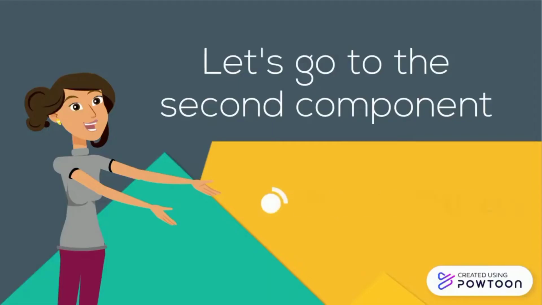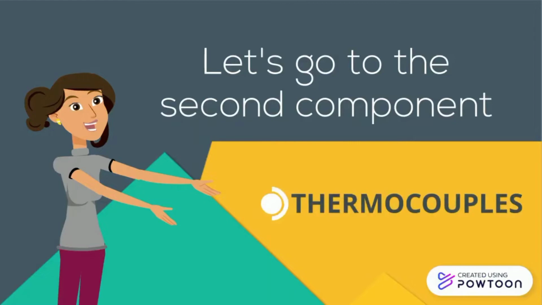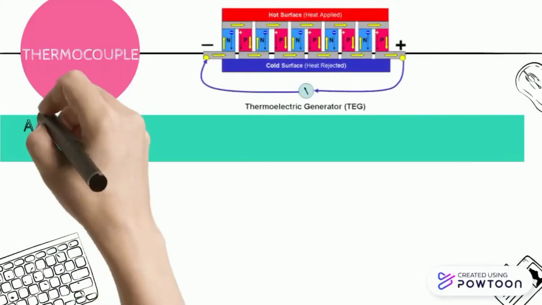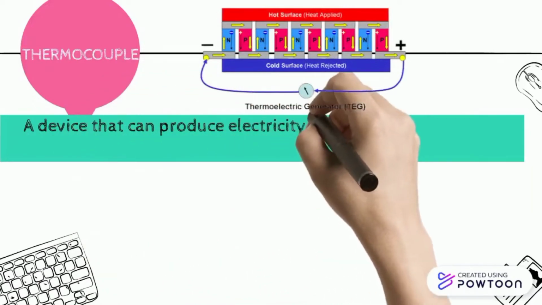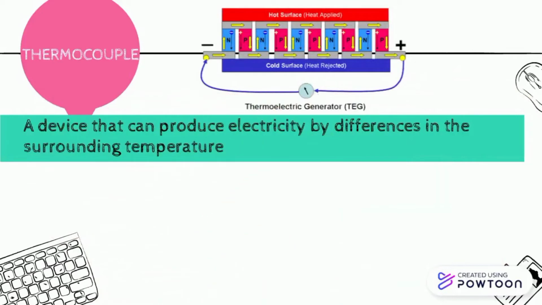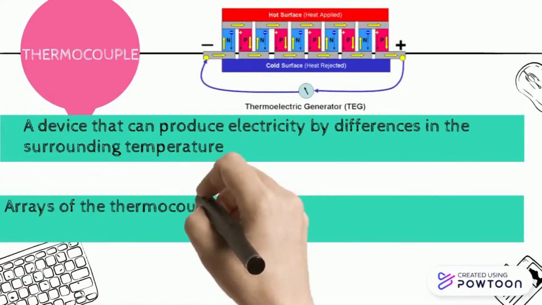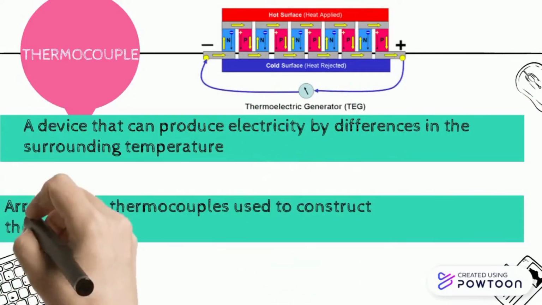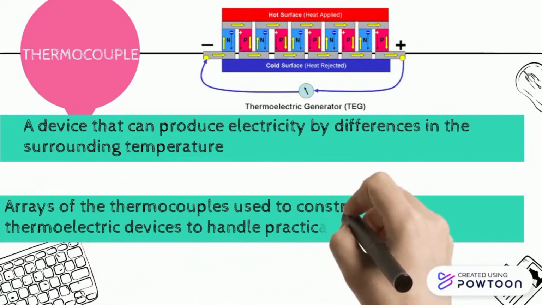Next, let's go to the second component, which is the thermocouple. A thermocouple is a device that can produce electricity from a difference in surrounding temperature. An array of thermocouples is used to construct a thermoelectric device to handle a particular amount of power.